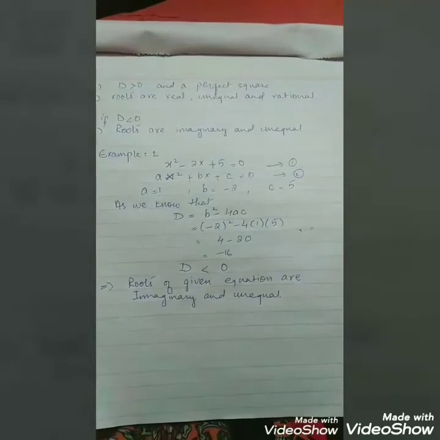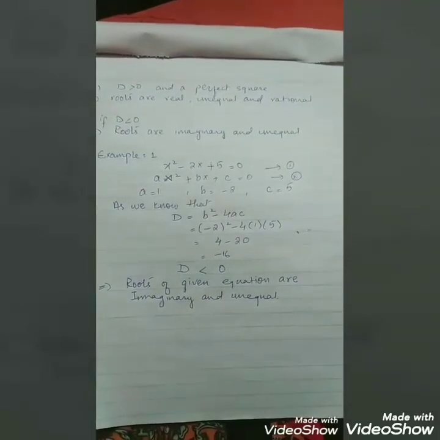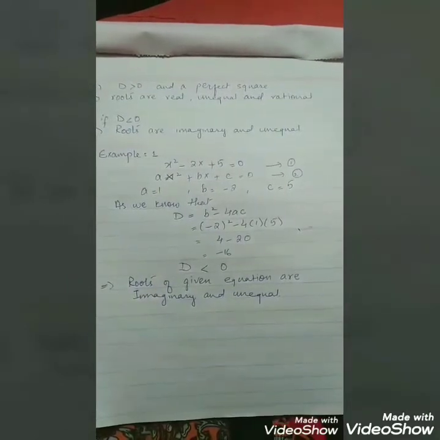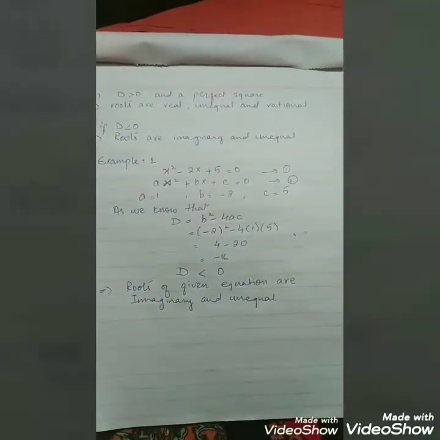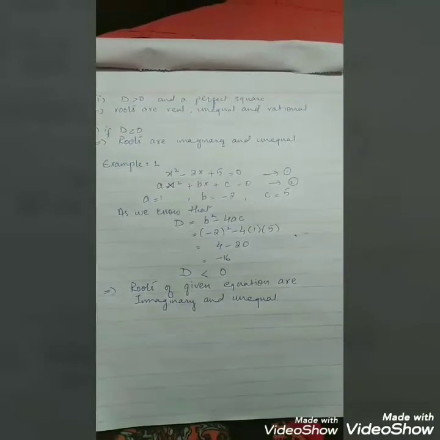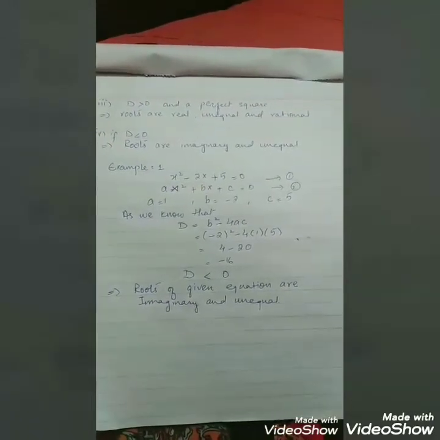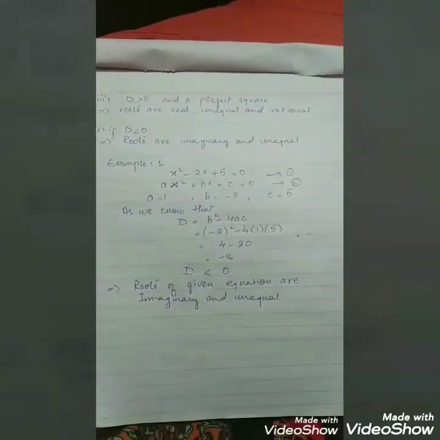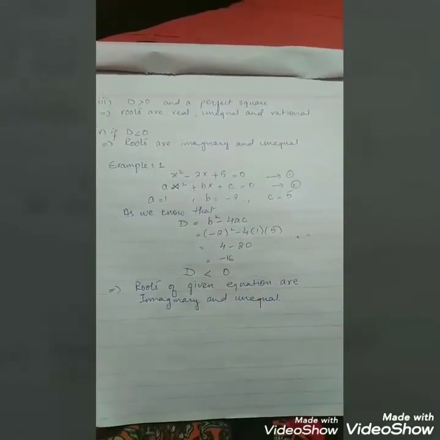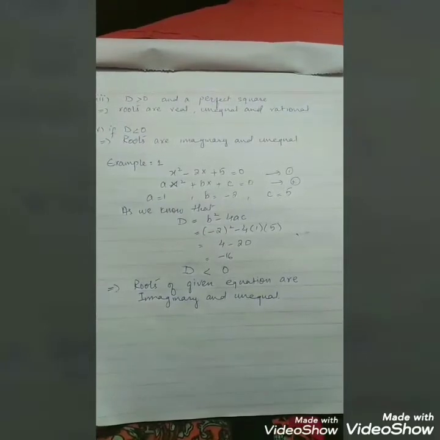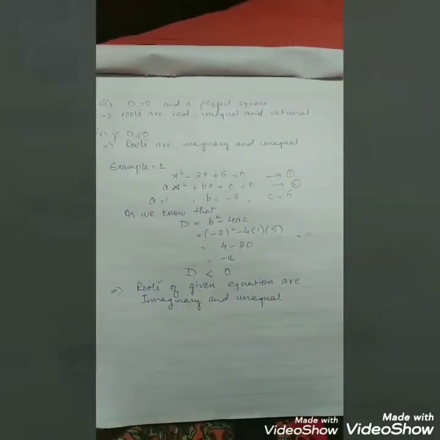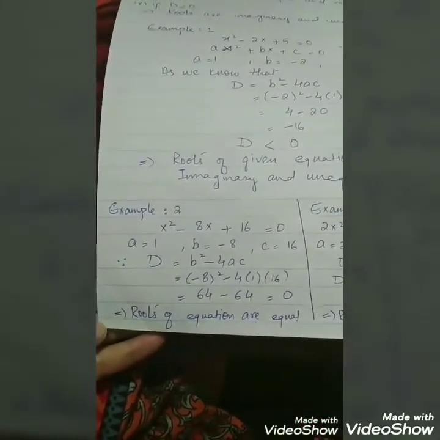By comparing both the equations, we get a = 1, because a is the coefficient of the x² term. Here we can see that the coefficient of x² is given as 1. Similarly, the coefficient of the term x is given as −2, so b = −2, and similarly the constant term c = 5. Now, we move to example number 2.